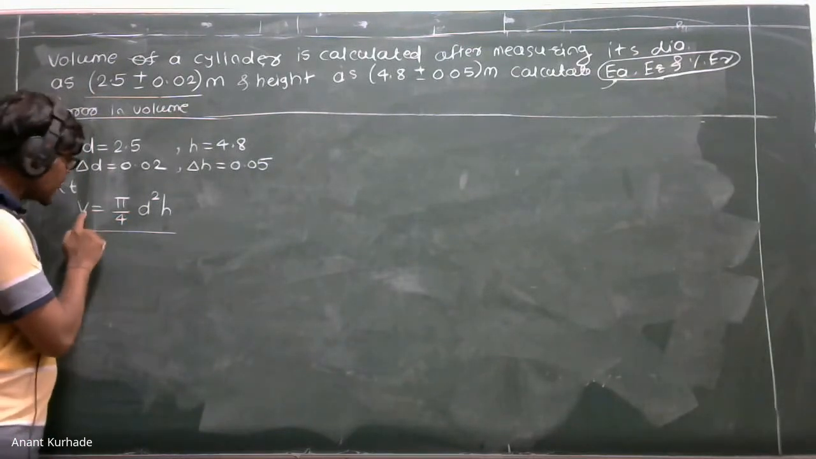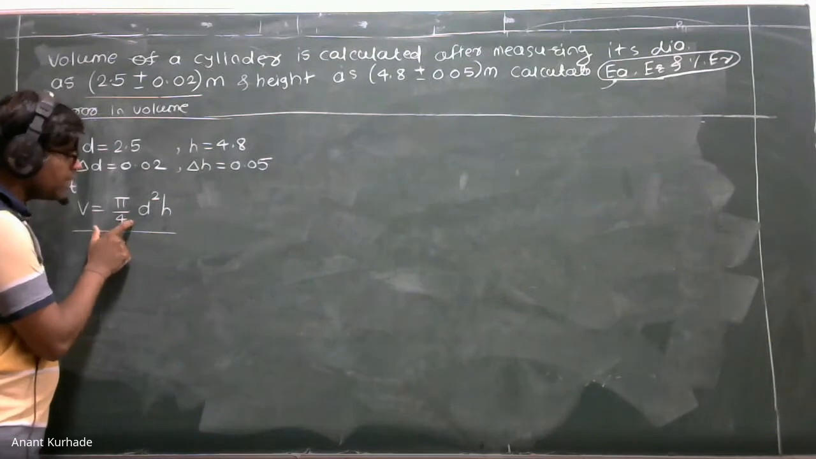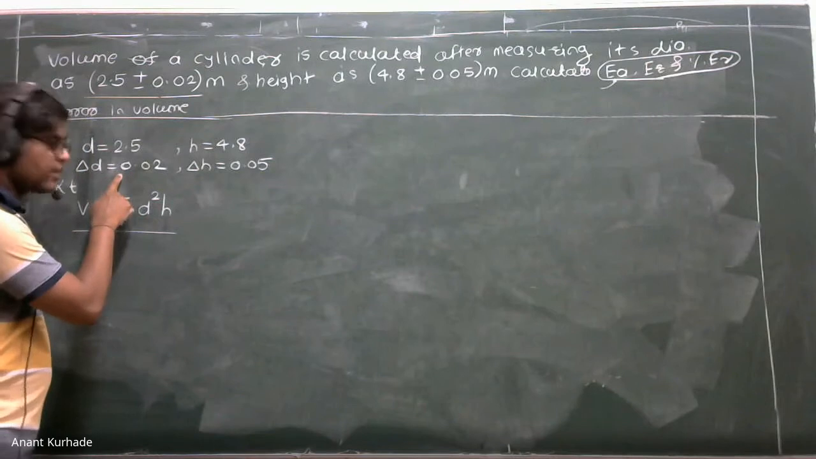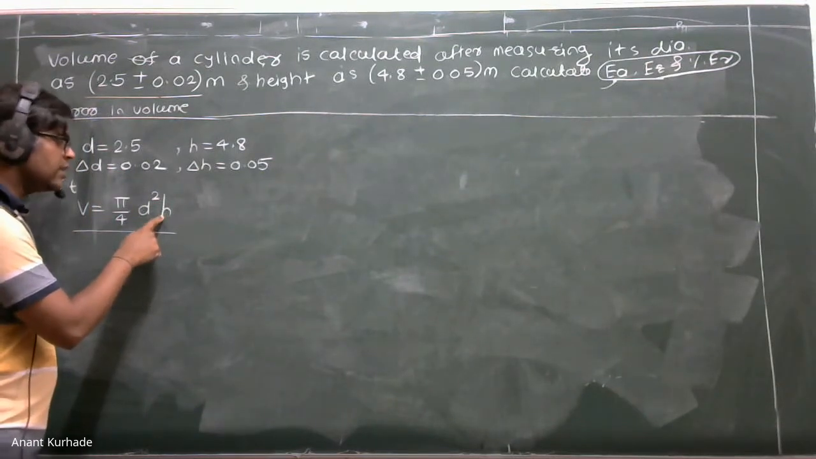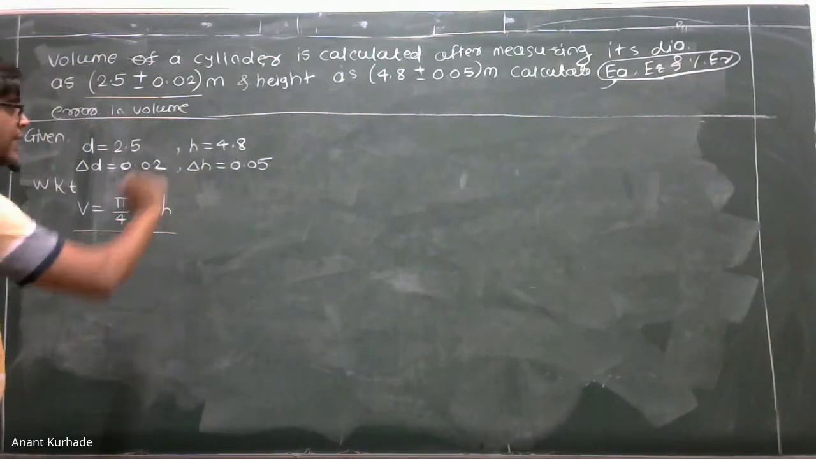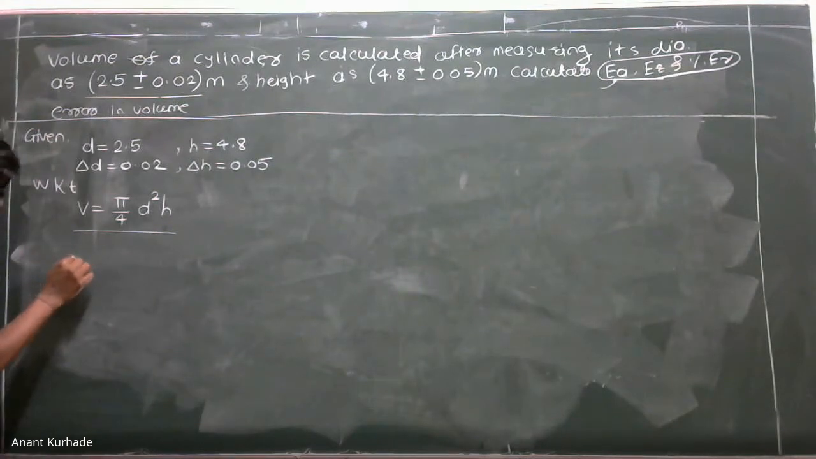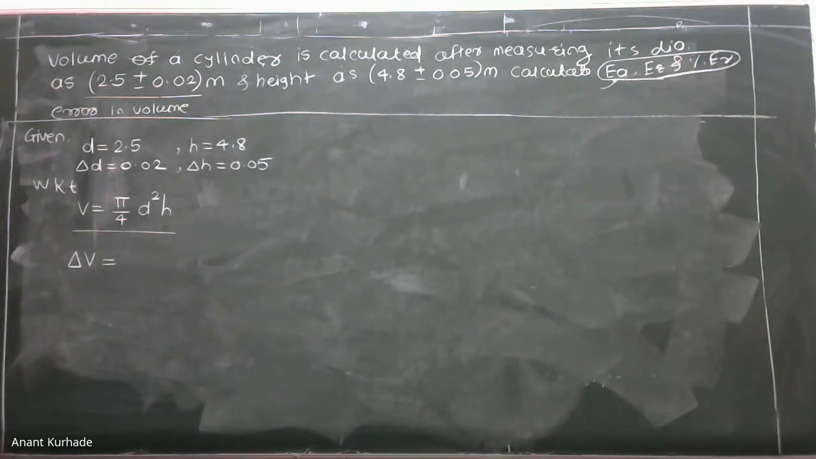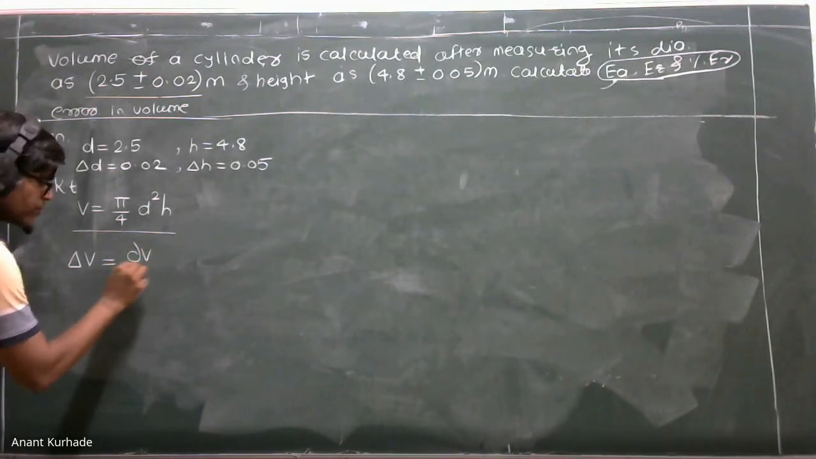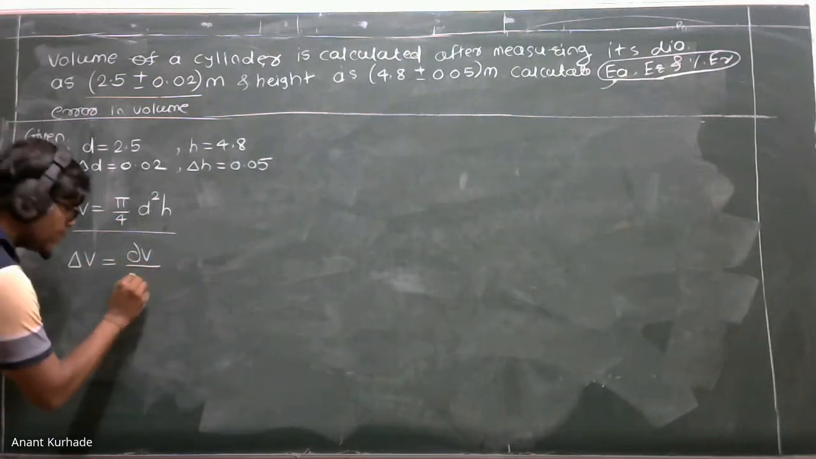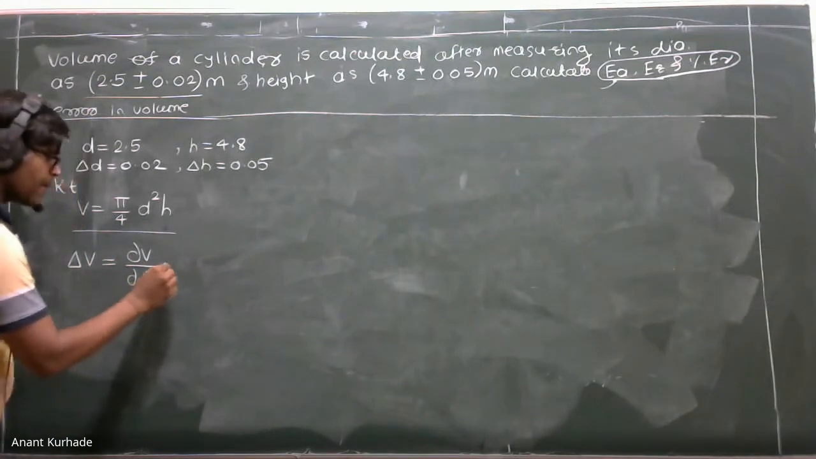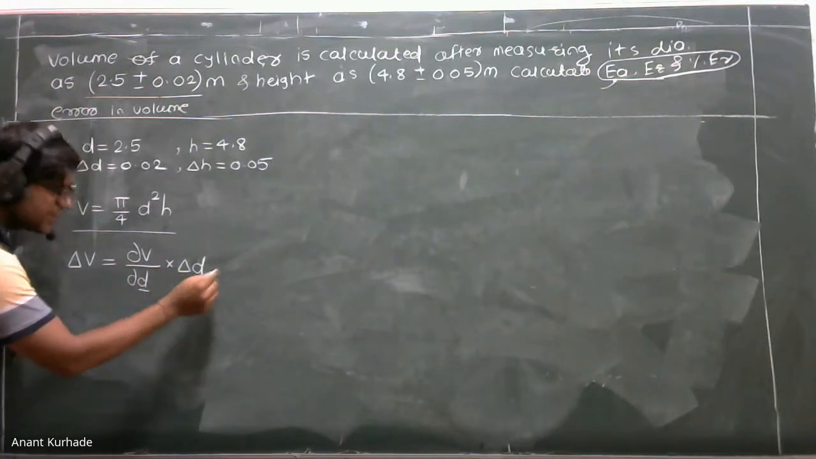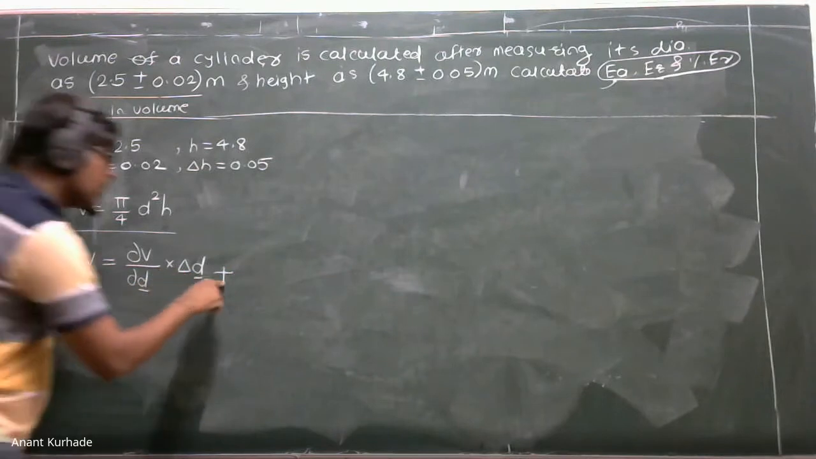Suppose we are taking the partial derivative with respect to d, then don't forget to multiply by delta d, that is the error. And next, with respect to h, don't forget to multiply by delta h, that is the error. Then you can write delta V, or change in volume, is equal to the partial derivative of V with respect to d, into delta d. Now see here, it is d, it is d, so don't forget to multiply by the error.